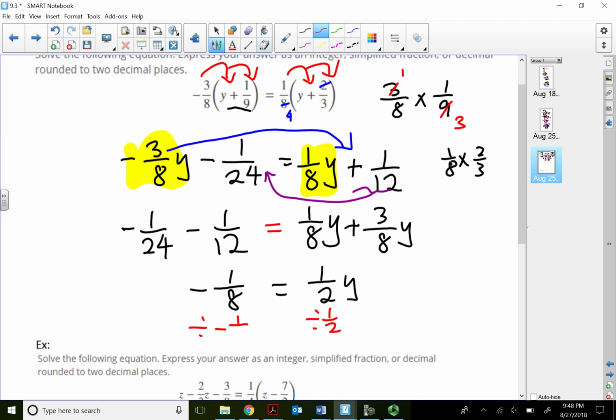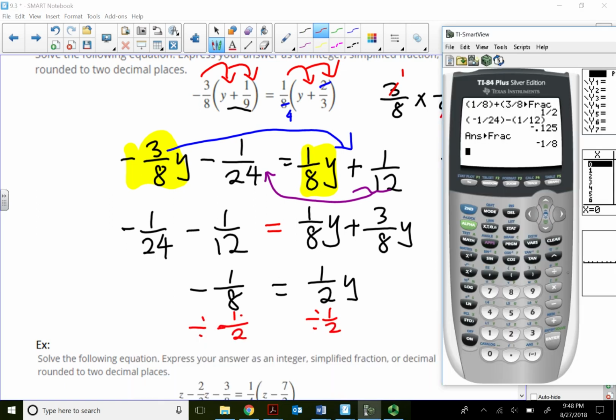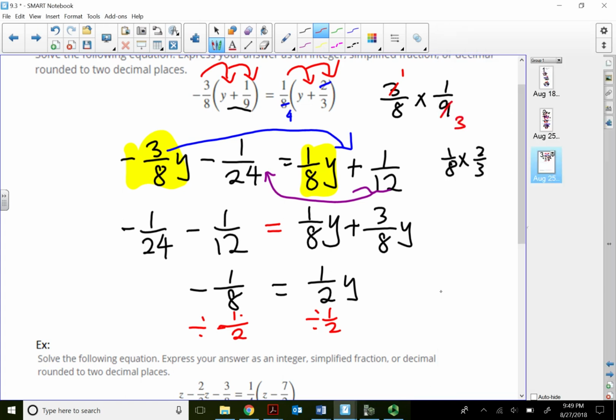So positive half, excuse me. So with the negative 1 over 8, still on my calculator, I'm going to say divide, parenthesis, 1 over 2. Sorry, I didn't mean to do exponents. Divide. Second, all the way to the right. Voila, negative 0.25. Convert to a fraction, that will be negative 1/4. So my y is equal to negative 1/4. Okay, that will be my answer.